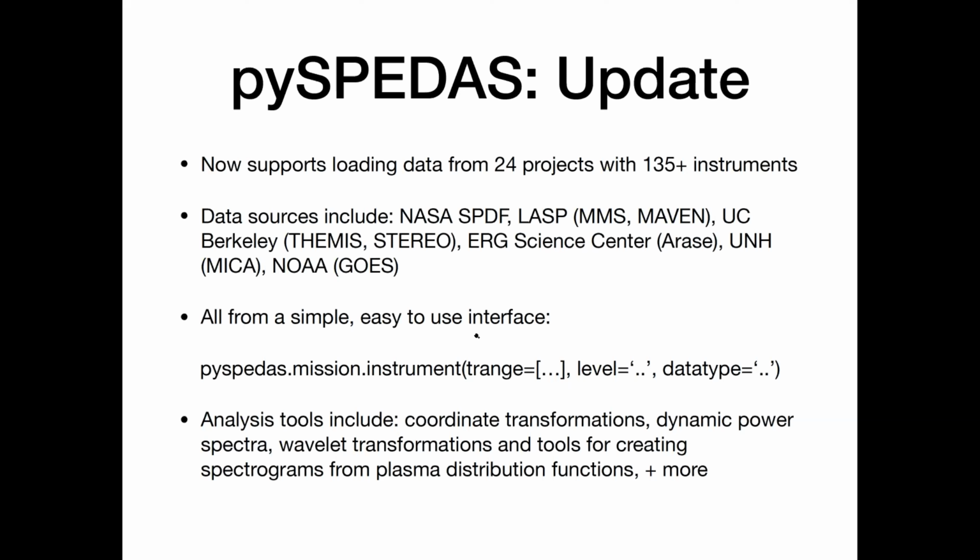And all this is from a simple, easy to use interface. It's just PySpeedS.mission.instrument, and those are functions, which then take options via keywords. So you set the trange, the level, the data type, and all of those have defaults for each instrument that should load some data. For instance, to load MMS FGM data, you import PySpeedS and type PySpeedS.mms.fgm, and it'll just load some data.